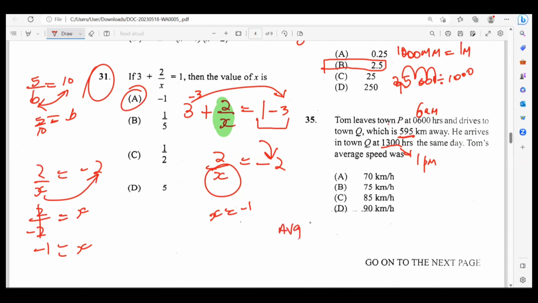So average speed, generally speaking, is equal to my total distance divided by the total time that it took. And we're talking about the distance is 595 over. You could check this from 6 to 1, about 7 hours. So you're talking about 6 to 7, then 8, 9, 10, 11, 12, 1. If you take the 6 from the 13, you get 7. So it is actually 7 hours. So you're dividing this by 7.